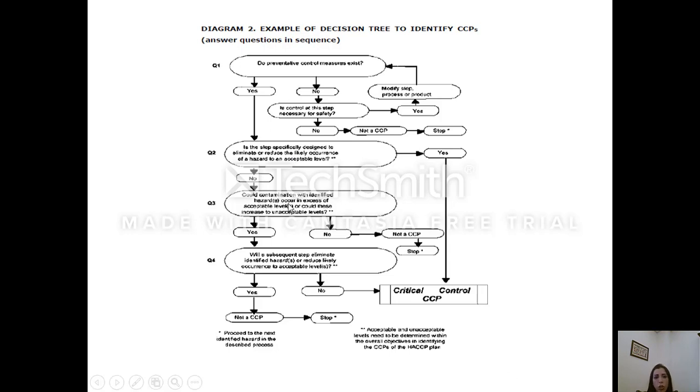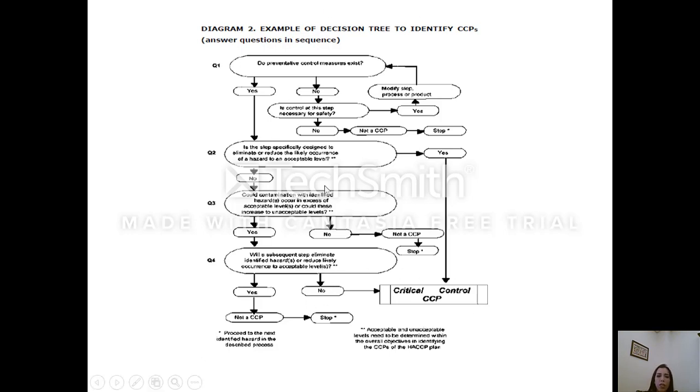So no. Could contamination with the identified hazard occur in excess of an acceptable level, or could it increase to an unacceptable level? Yes, definitely, because if we have bacteria in the initial tomato paste, okay, and till receiving the pasteurization, we are doing some heat treatment like hot filling, but not enough time to fully remove all the bacteria. So still we can have some proliferation leading to unacceptable level. Will a subsequent step eliminate the identified hazard? So after pasteurization, do we have any other step that can remove it? No, pasteurization is the last step that removes it. So no, and it is a CCP.